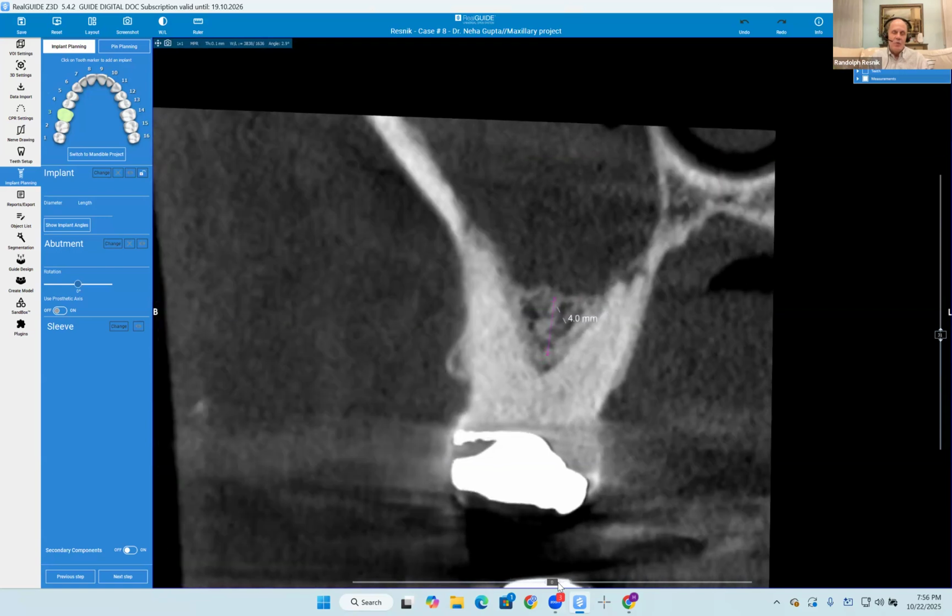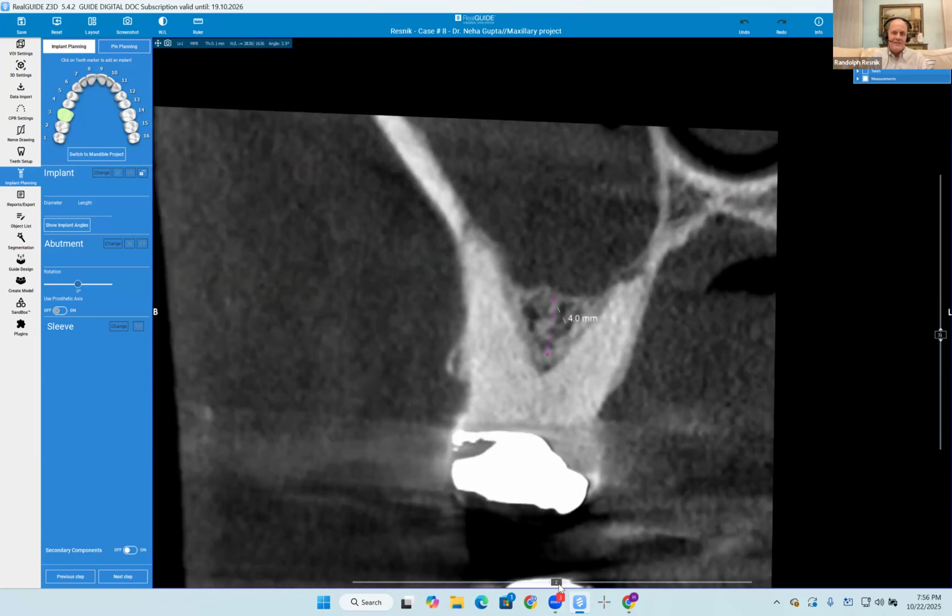Where people make a mistake is they graft these cases. You see the communication. Remember, 42% of the time the roots of the molar will be in the actual sinus proper. Sure, Doc. All right.